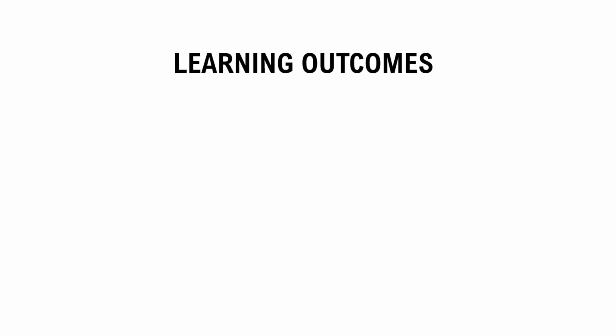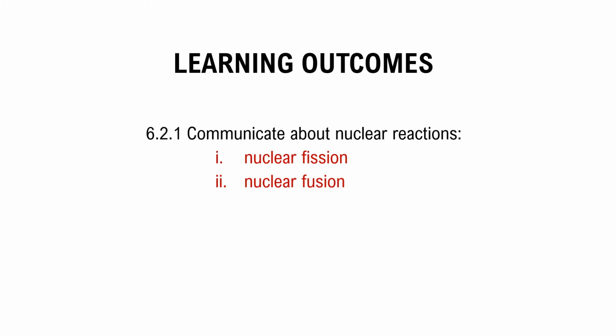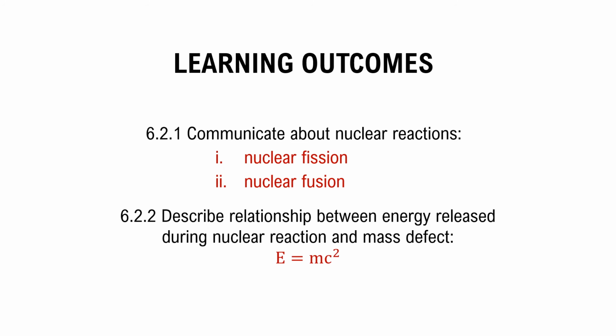So, today's lesson will be focused on the learning outcomes 6.2.1 and 6.2.2 under subtopic 6.2 Nuclear Energy. At the end of this lesson, students should be able to communicate about nuclear reactions in terms of nuclear fission and nuclear fusion, and describe the relationship between energy release during nuclear reaction and mass defect, which is E equal to mc squared.